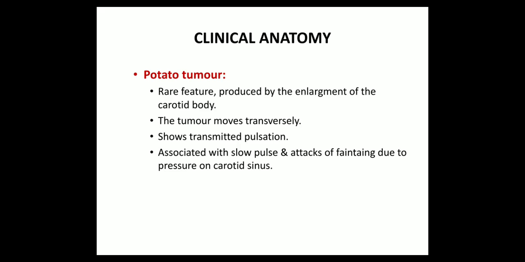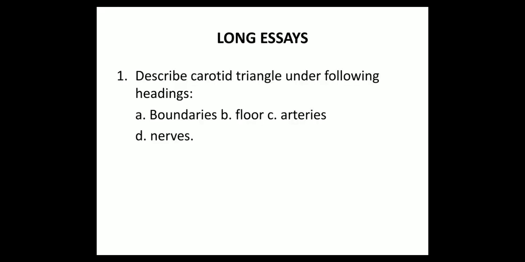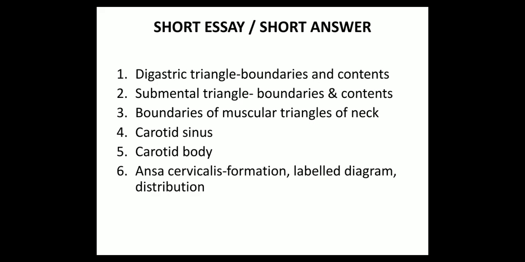And the questions frequently asked here, they may ask the boundaries and contents of any triangles. The long essays, they may ask as describe the carotid triangle under the following headings: the boundaries, the floor, arteries and nerves, or the boundaries and contents of the carotid triangle. The short essays or short answers include the digastric triangle, boundaries and contents, submental triangle, boundaries and contents, boundaries of muscular triangle of neck, carotid sinus, carotid body, ansa cervicalis, formation, labeled diagram and distribution.